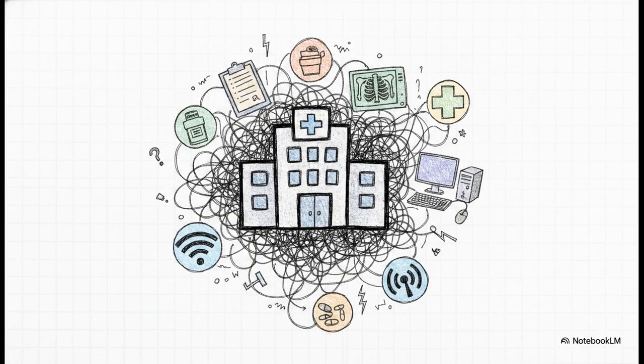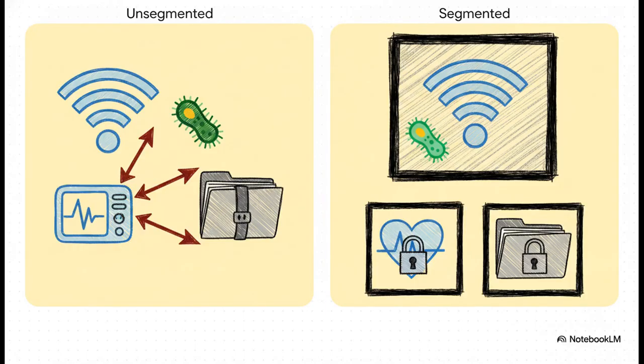Okay, to really understand why this matters on a human level, let's step into a high-stakes scenario. Imagine a modern hospital. Just think about all the radically different systems operating under one roof at the exact same time. You've got highly sensitive patient records, incredibly complex medical imaging machines, lab equipment, pharmacy systems, office computers, and the completely open public Wi-Fi sitting right there in the waiting room. The difference between an unsegmented and a segmented hospital here is literally the difference between catastrophic failure and contained risk.